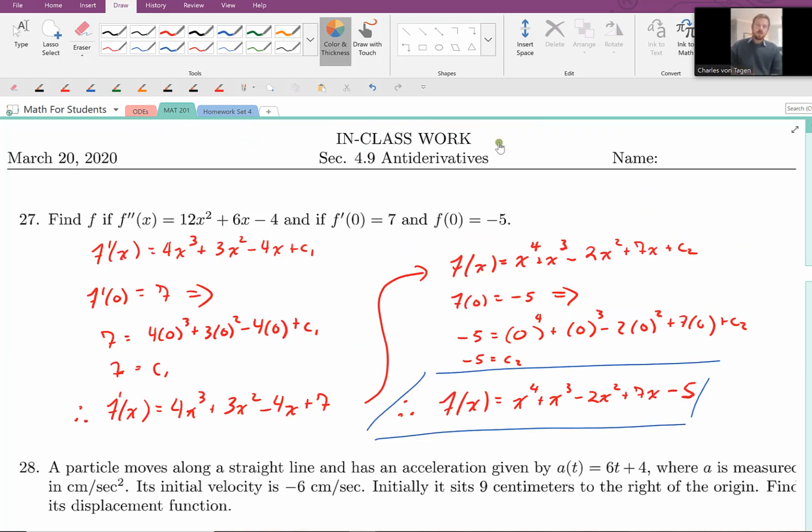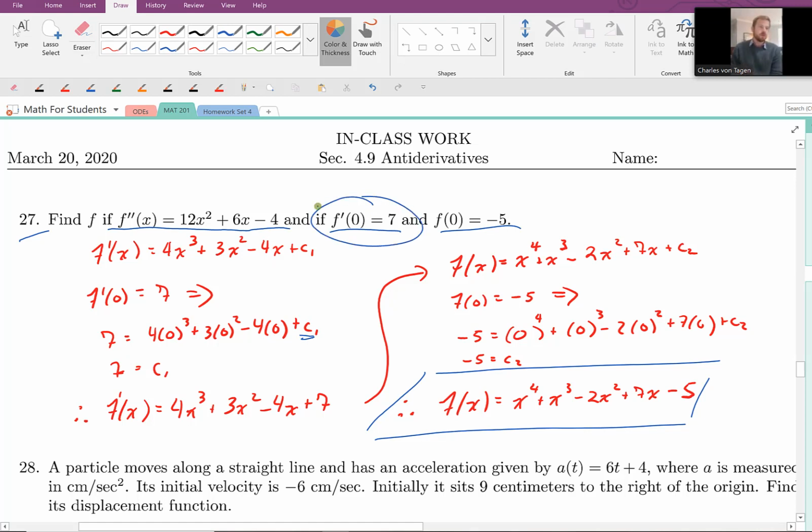So folks, in number 27 here, we have the exact same function, but the way we were given the initial conditions is slightly different. And so I've gone ahead and worked that through for you, and I'll let you take a look at it. The only difference between the two is really that when I go ahead and find out what f prime of x is by taking a first antiderivative, I'm able to solve for that unknown constant c1 in the first derivative because I was given a statement about the first derivative there.